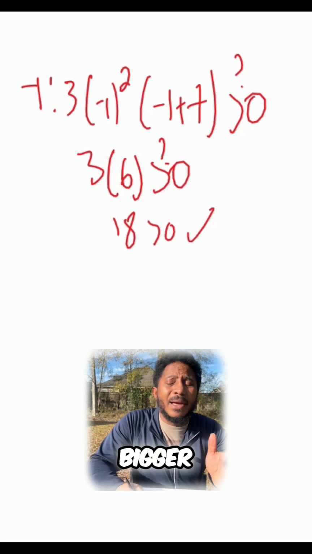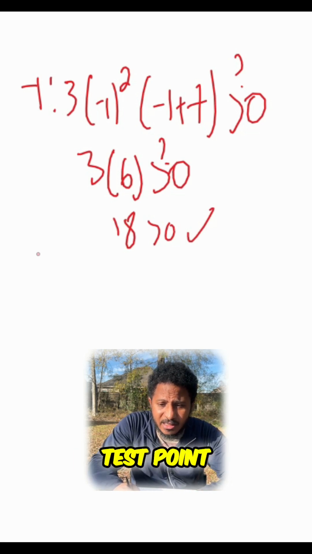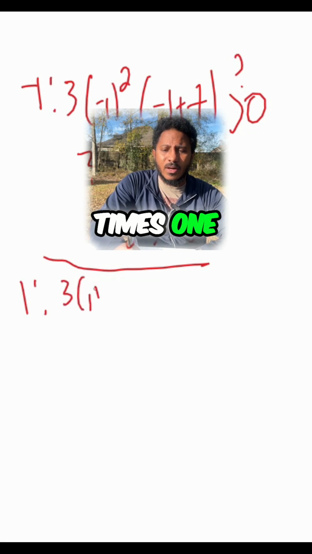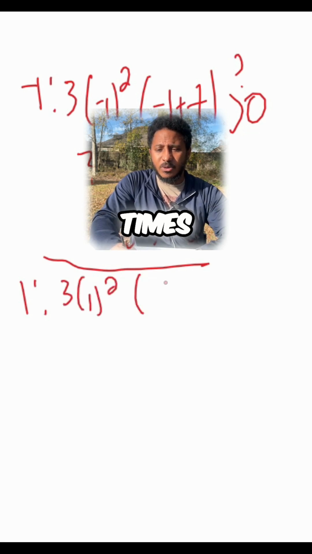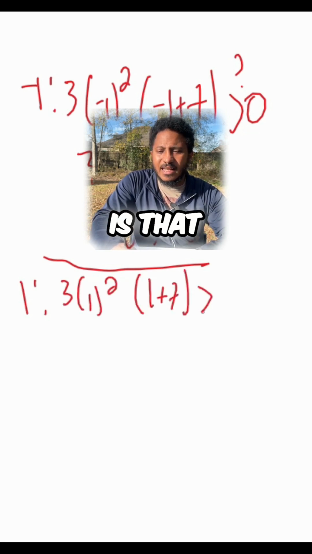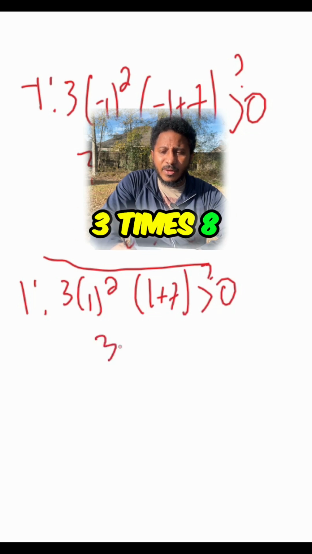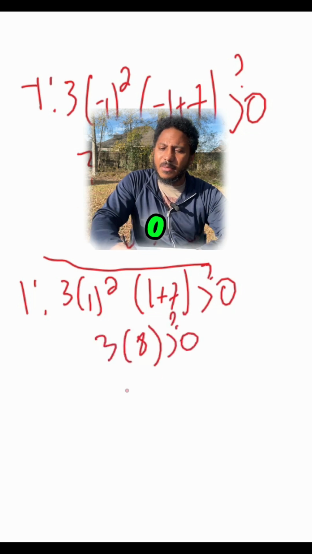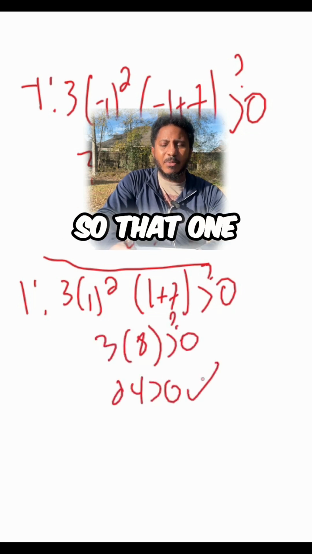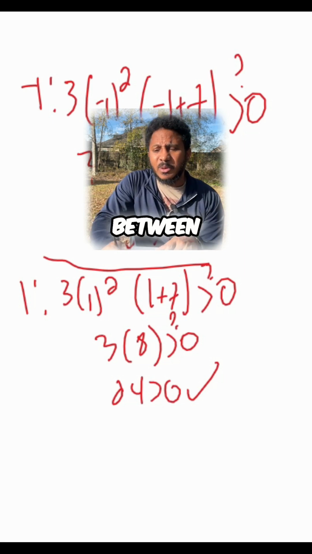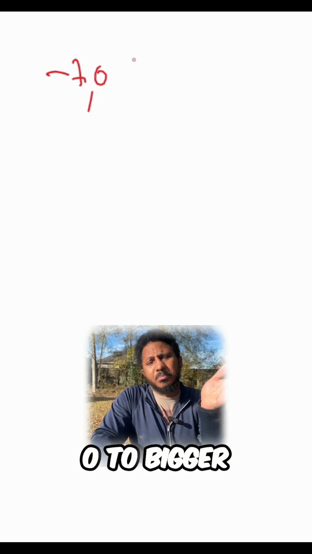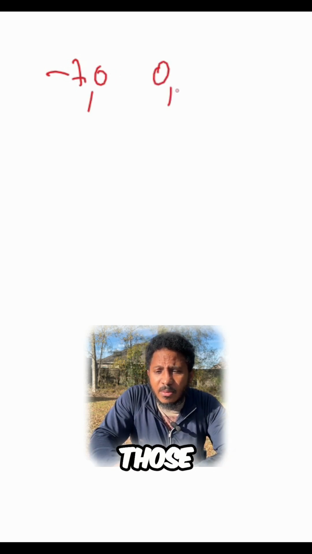What about numbers bigger than 0? Let's plug in our test point of 1. That gives me 3 times 1 squared times 1 plus 7. Is that greater than 0? Well, that's just 3 times 8, which is 24. Yep, 24 is bigger than 0. So that one checks as well. So all numbers between negative 7 and 0 work, and the numbers from 0 to infinity work as well.